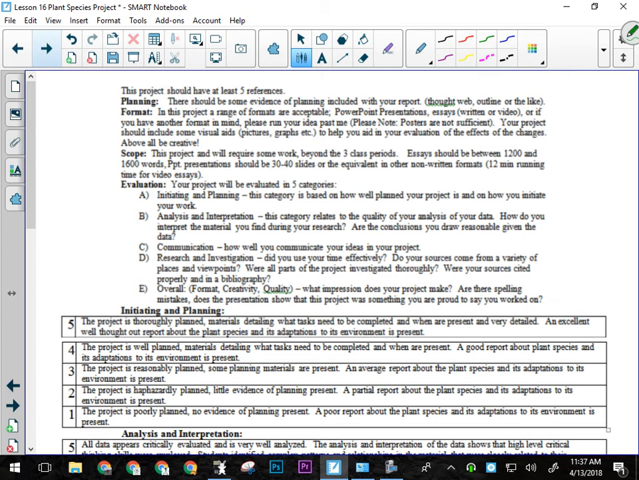Same as in the toxin project, I want to see planning. And the planning includes the same things.